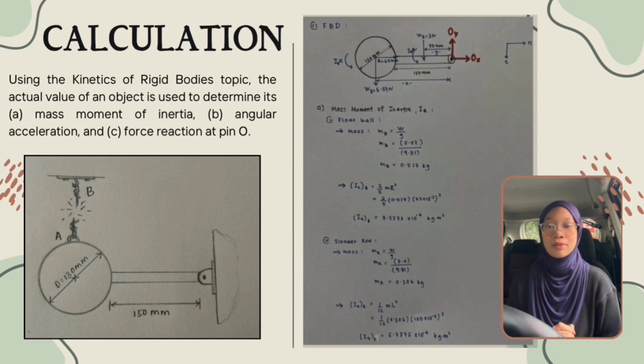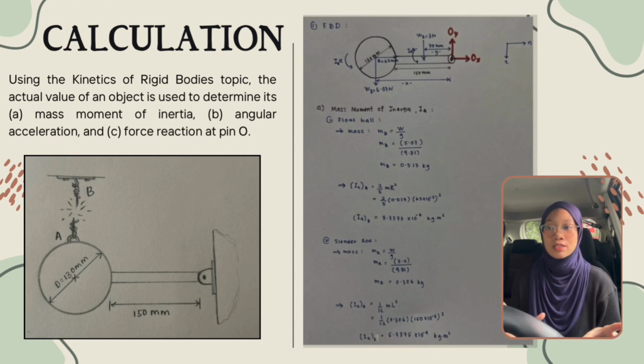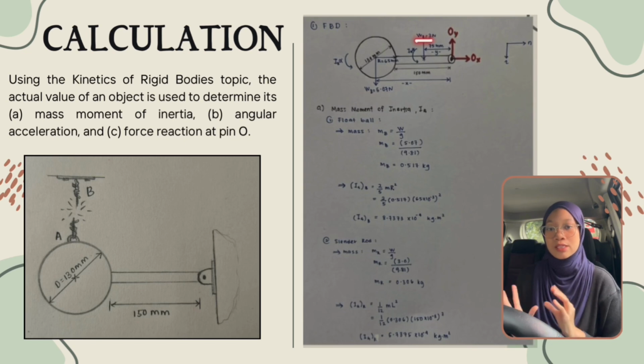Firstly, to determine the mass moment of inertia, we have to draw a FBD, which is a free body diagram. So as you can see here, I apply all the reactions as Oy and Ox, and then we have an angular acceleration movement and also the weight. So the weight is according to the real life component size.